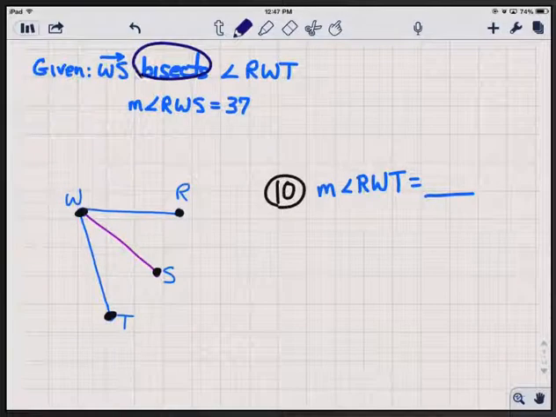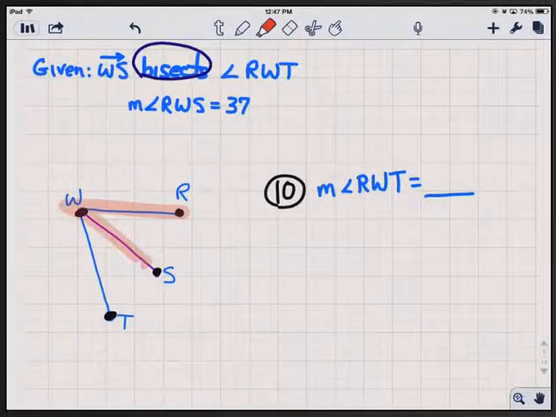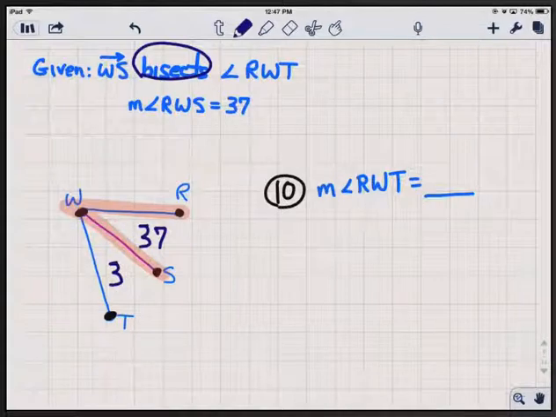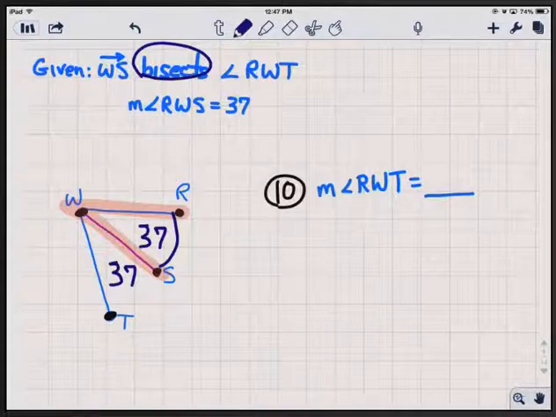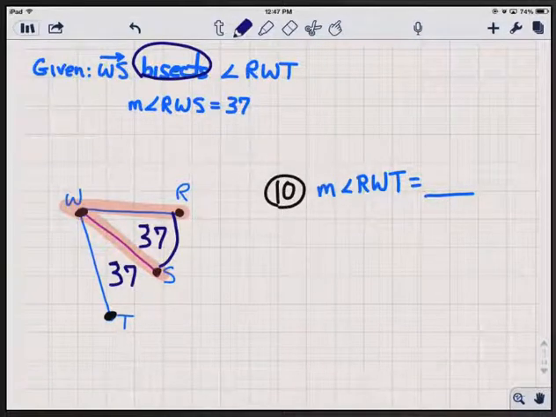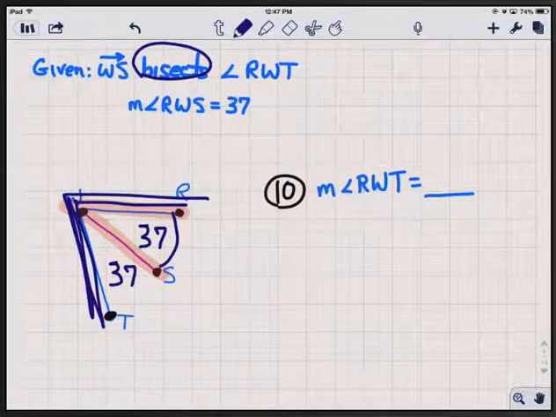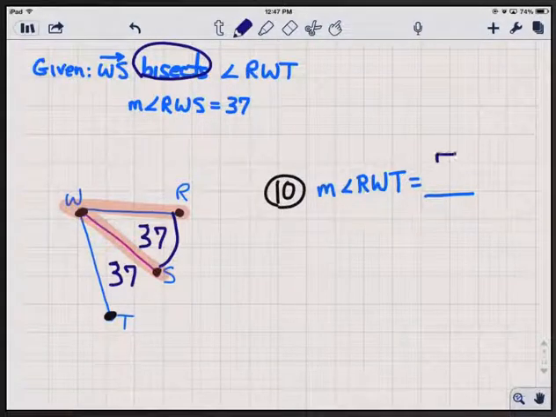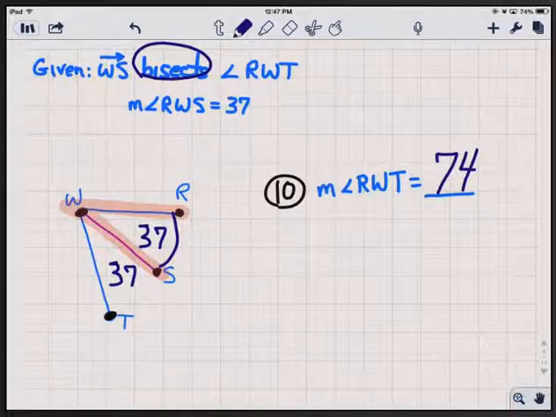If we have a bisector, if angle RWS is 37 and the angle on the other side of the bisector, SWT, is 37, then the measure of angle RWT, that angle, is equal to 37 plus 37, so that's equal to 74. In other words, the original angle has to be double the angle after you've divided it into two equal parts.